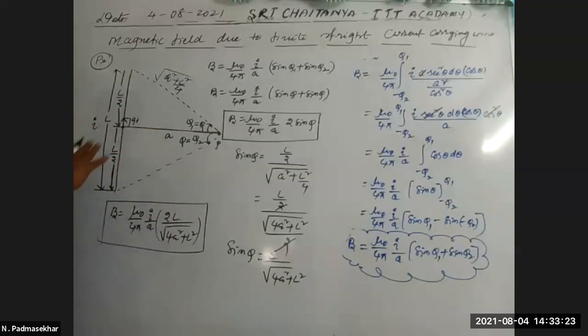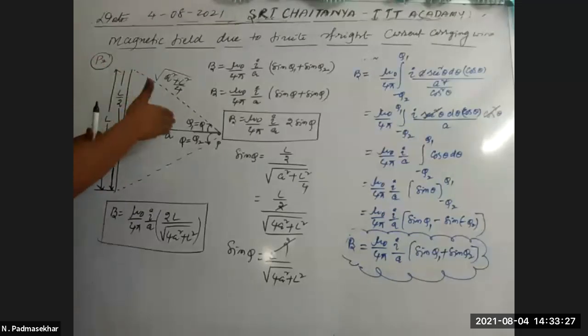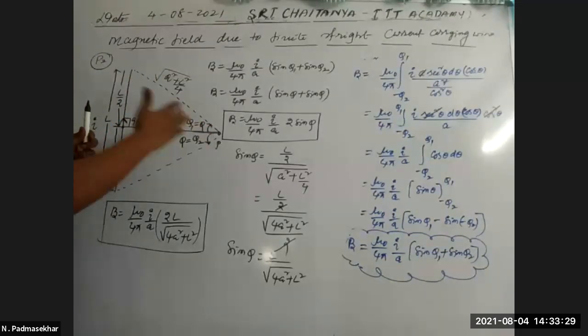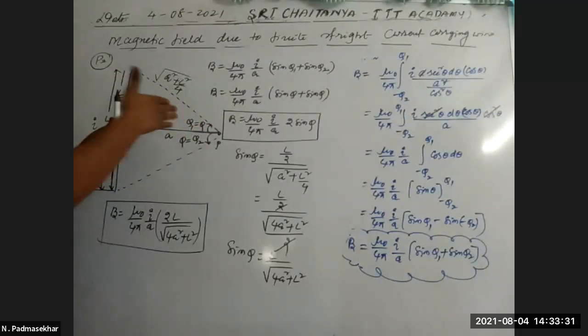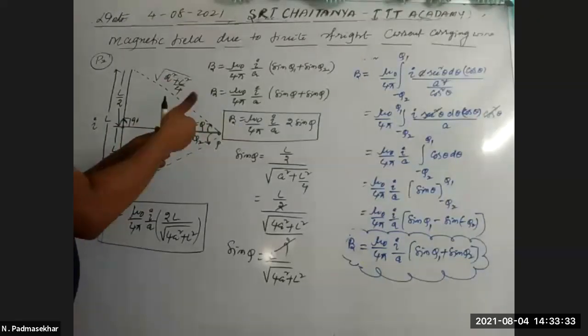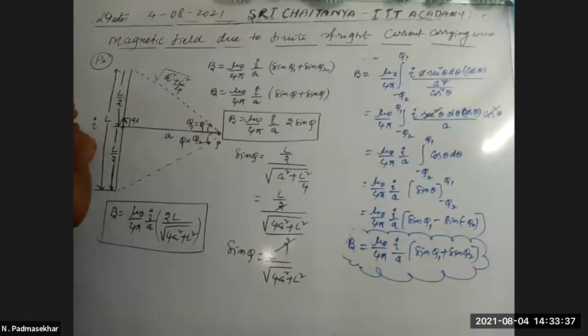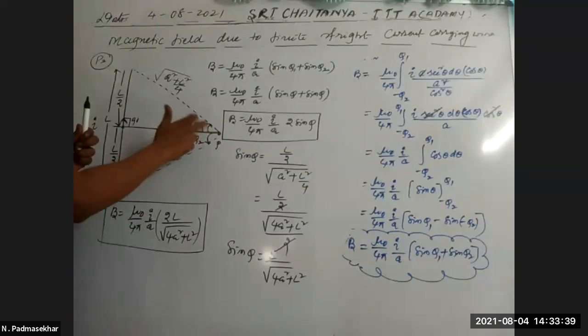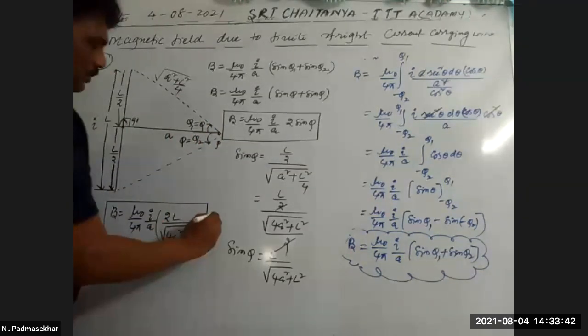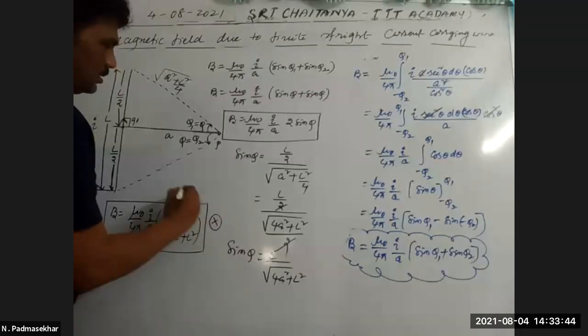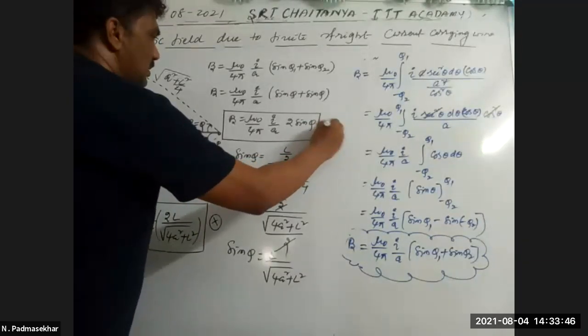Okay, what about the direction? According to the right hand thumb rule, the direction at this point is into the plane of the board. This side is into the plane of the board, and this side is out of the plane of the board. Since the point is on this side, it is into the plane of the board, inwards. So the direction of the magnetic field is inwards.